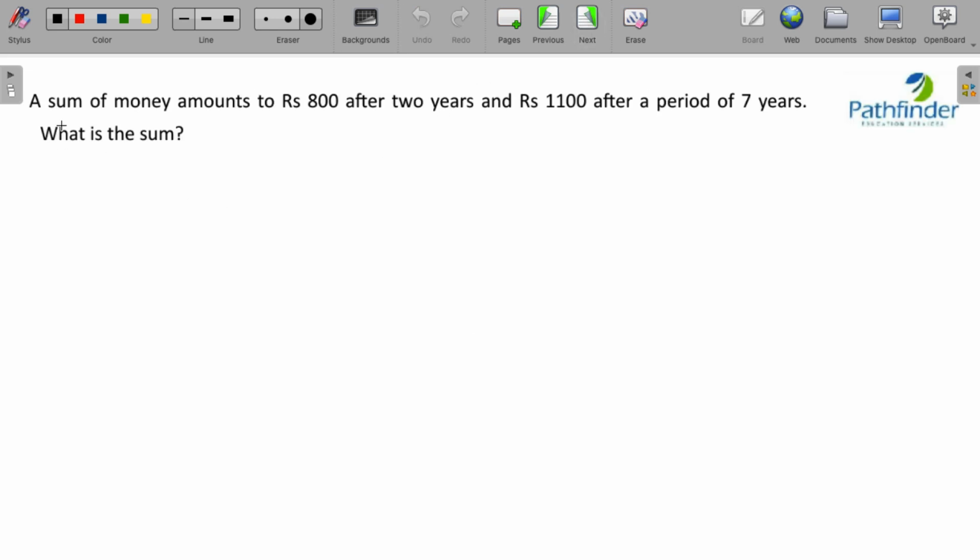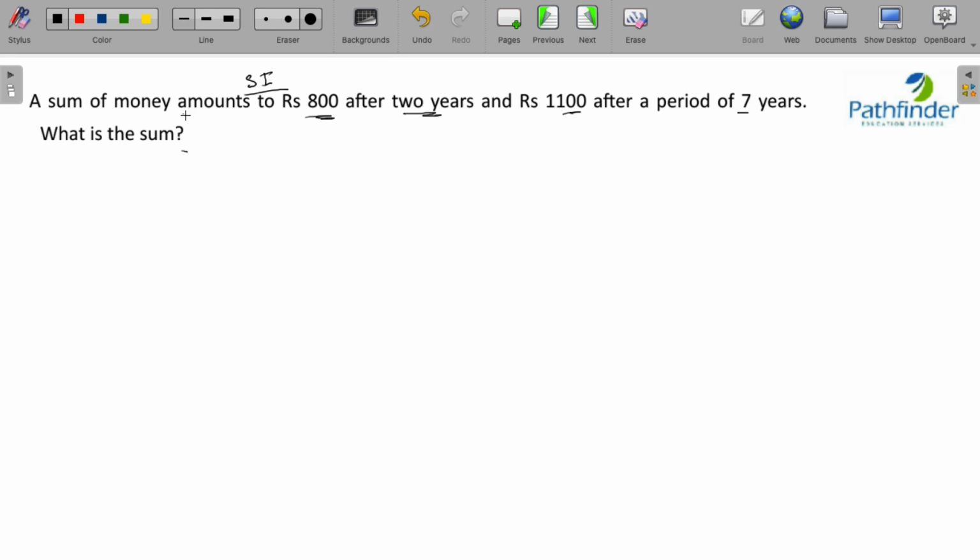Next, a sum of money amounts to 800 after 2 years and 1100 after a period of 7 years. What is the sum? Now remember, in a question, whenever the type of interest is not given, you will assume it to be simple interest, because the sum of money could have been lent out at simple interest or compound interest, both. But since nothing is mentioned in the question, you assume it to be simple interest.